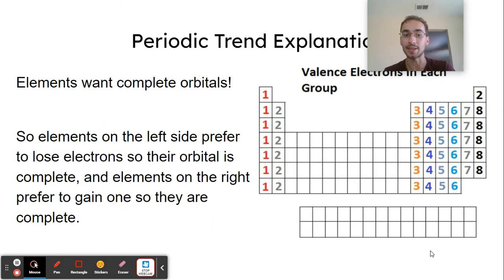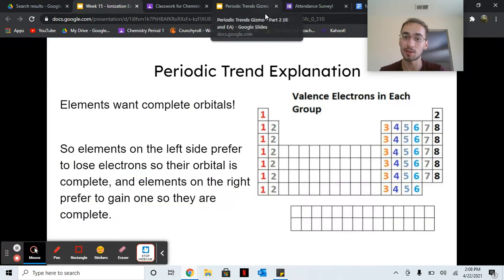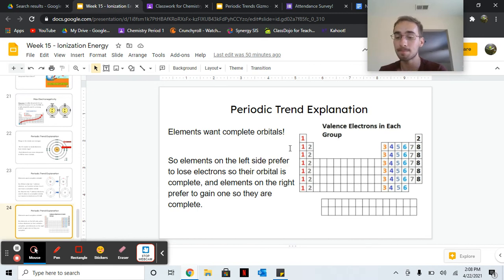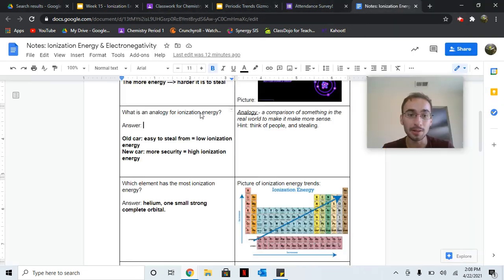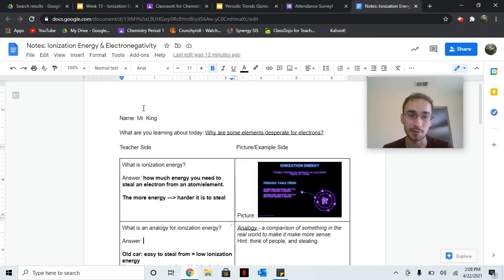Yep. So that is why it gets more electronegative as you go to the right, because these want to have a complete shell, and they need to steal electrons to get that. And then I'm going to give you some notes on the first three.